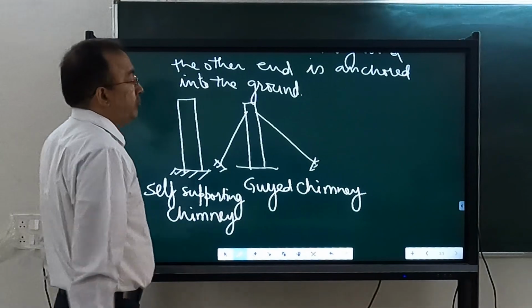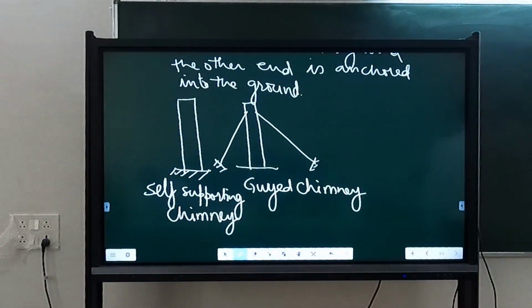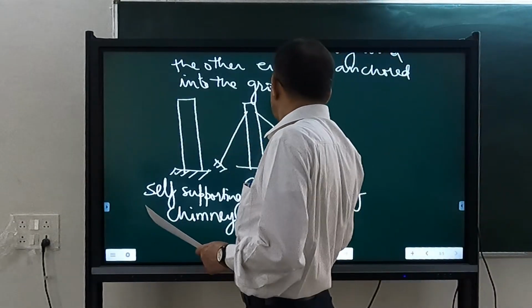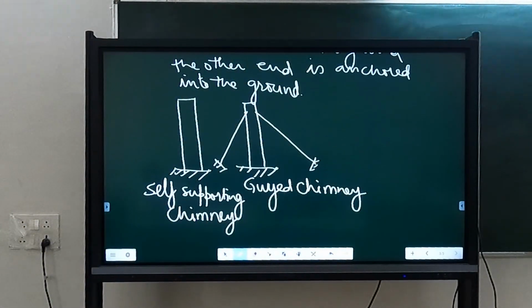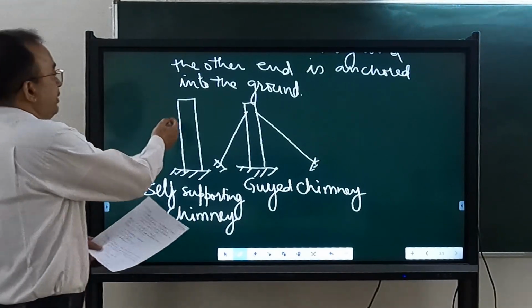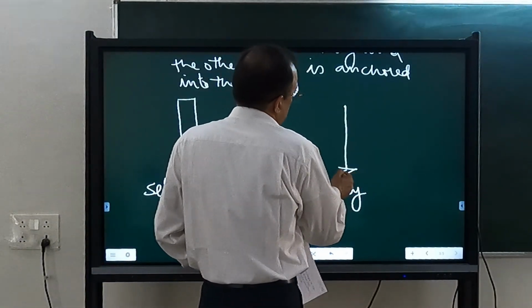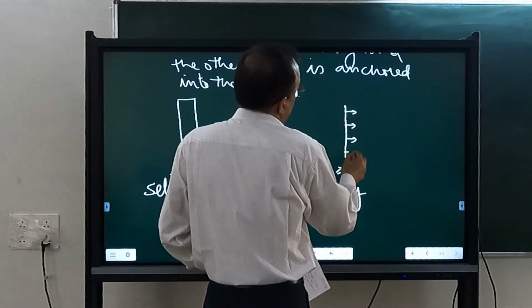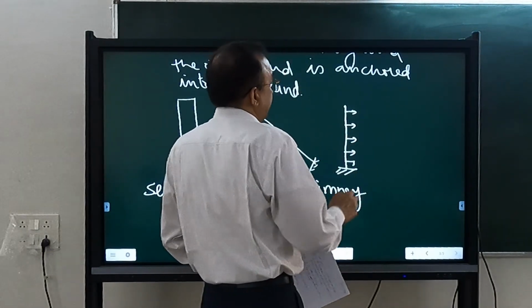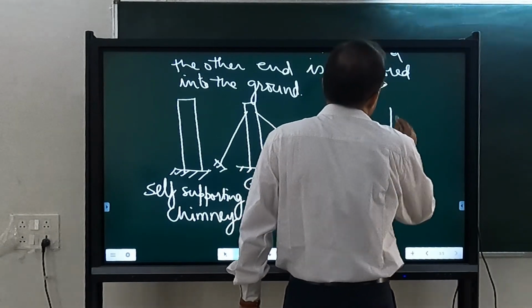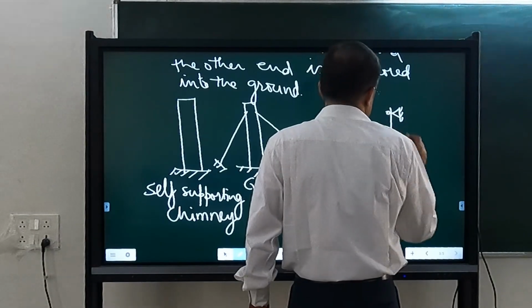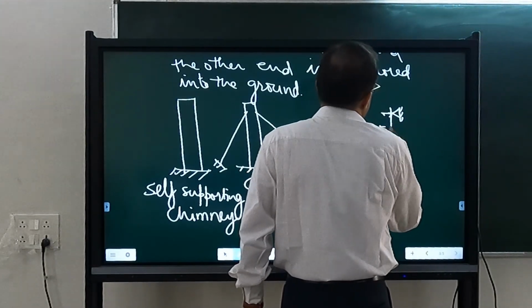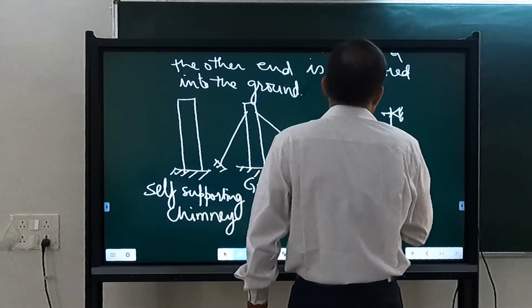What will be the difference during earthquake? This will act like a cantilever, whereas this will act like a propped cantilever. Okay. Behavior of this: due to wind or earthquake, it will act like a cantilever, whereas this will act like a propped cantilever.